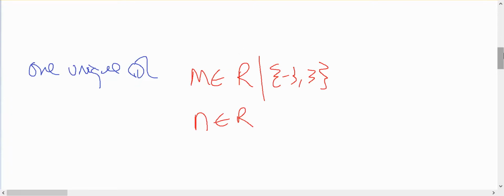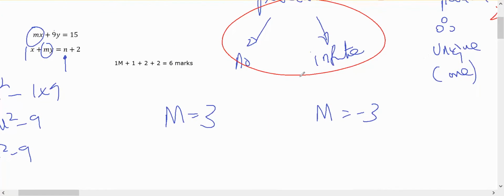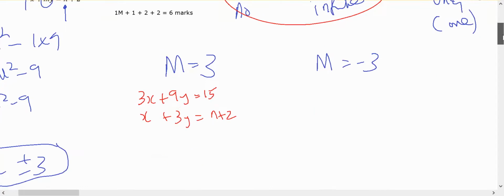Okay, now let's explore what happens when m equals 3. When m equals 3, my equation becomes 3x plus 9y equals 15, and x plus 3y equals n plus 2. Now I can see that if I multiply my bottom by 3, 3 times that gives 3x, 3 times that gives 9y, 3 times this gives 15. So n plus 2, if it equals 5, therefore n equals 3.